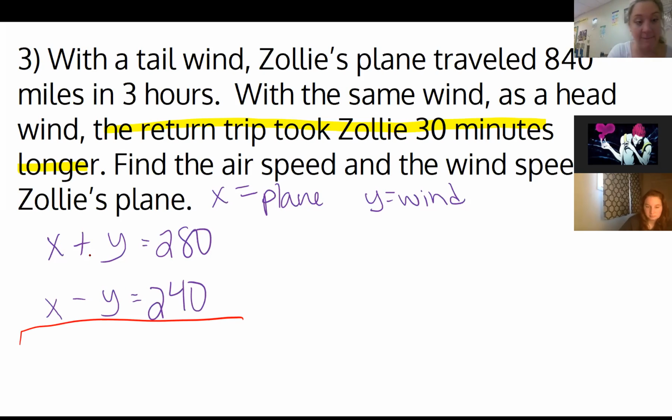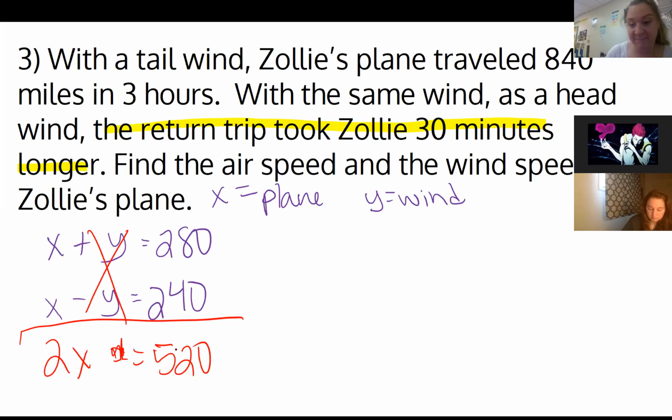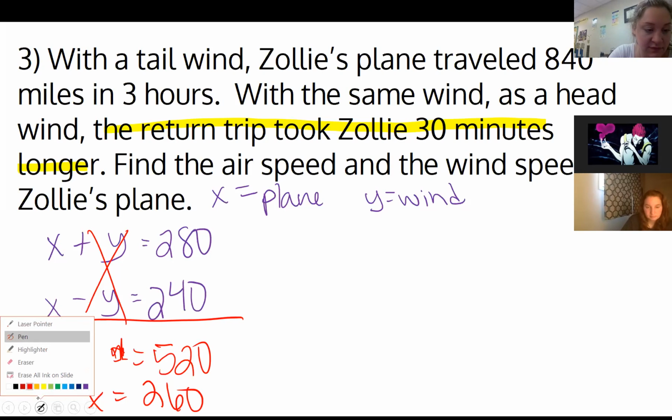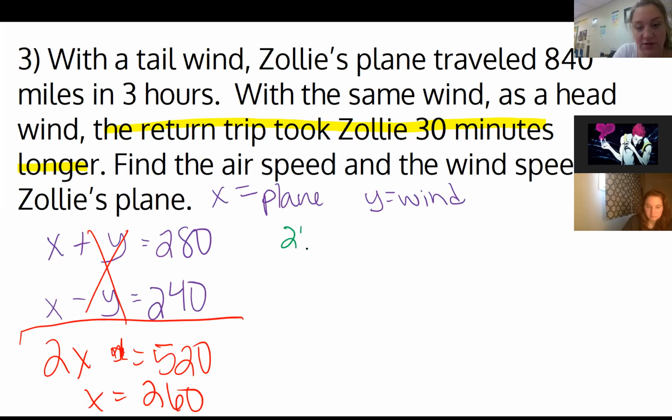So when I bring x and x together, now I have 2x. Y minus y, gone. 280 plus 240 gives me 520. Now we divide 520 by 2. We get 260. So x is 260. Then we plug that back in to whichever one you want. Doesn't matter which one. I'm going to do the top one. So 260 plus y gives me 280. Subtract the 260 over, I get y equals 20.